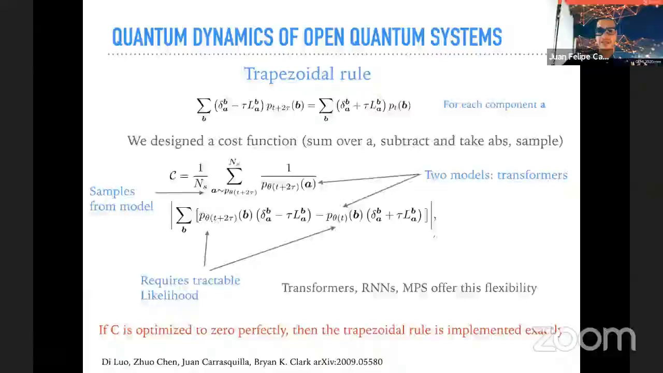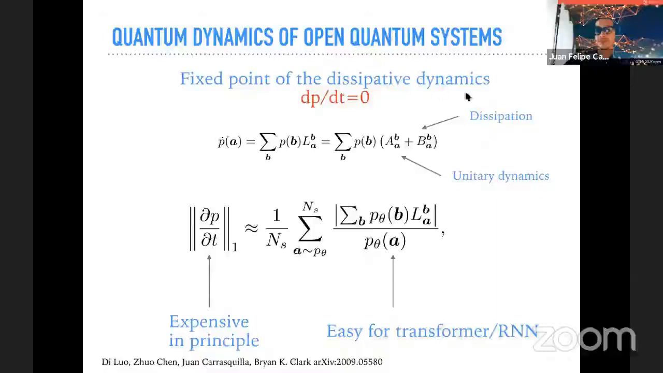You can also do the fixed point dynamics. When you have the dissipative dynamics, there's a point in time where the dissipation balances unitary dynamics, and you get to a point where the system does not evolve in time anymore. And then we did the same: we defined a cost function that we can compute such that if we manage to optimize it to zero, then we were able to find this distribution exactly. So we can compute fixed points of dissipative dynamics.